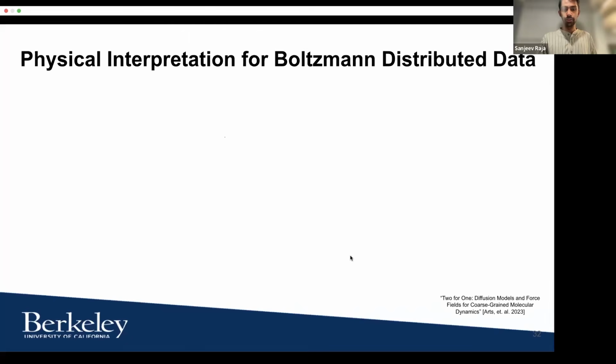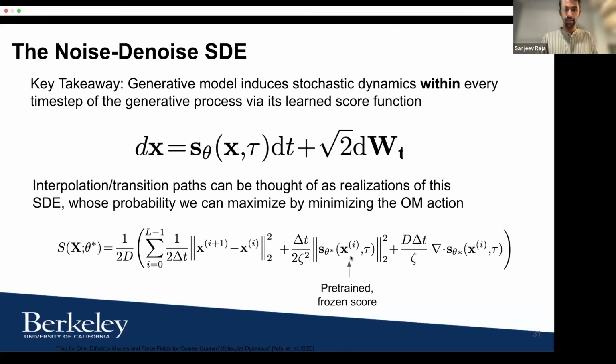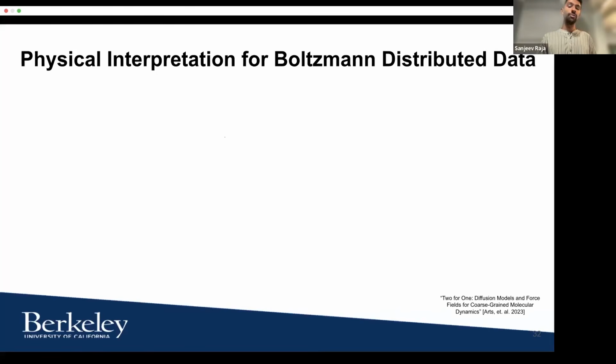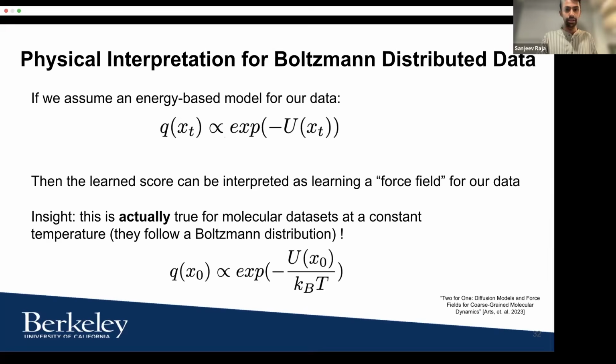And so far, this is general for any data distribution. But going to what Ezra asked, if we specifically have a Boltzmann distributed data distribution, then this has the additional interpretation as a force field minimization problem. If we assume an energy-based model for our data, then the learned score function of a score-based generative model can be interpreted as a force field, right? Because the gradient of the log of this distribution is the negative grad of U up to constants.